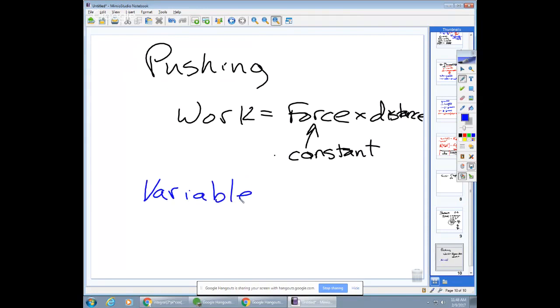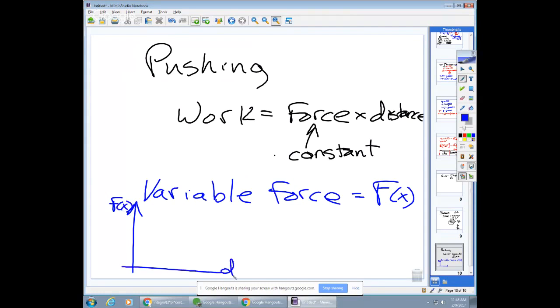So suppose we have a variable force. We're going to call that capital F of x. Well, if capital F of x is measured this way, and I let distance be measured that way, let's suppose it's just a straight line like that. So the farther I try to move the thing, the harder it is to move. A situation that this happens is a spring, right?